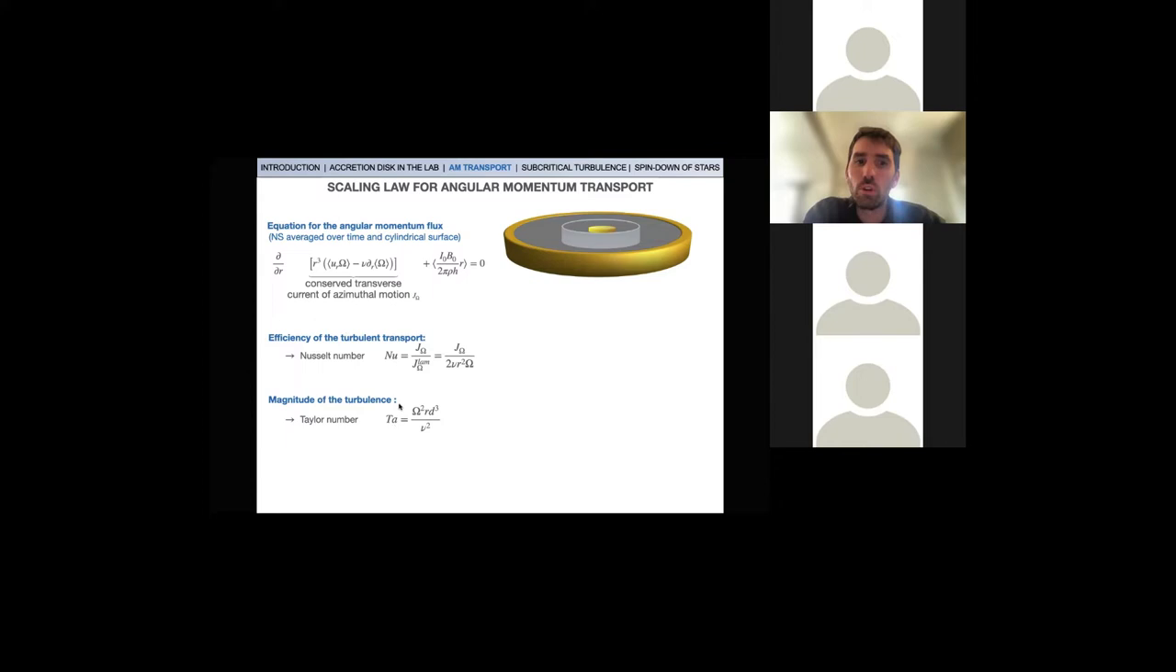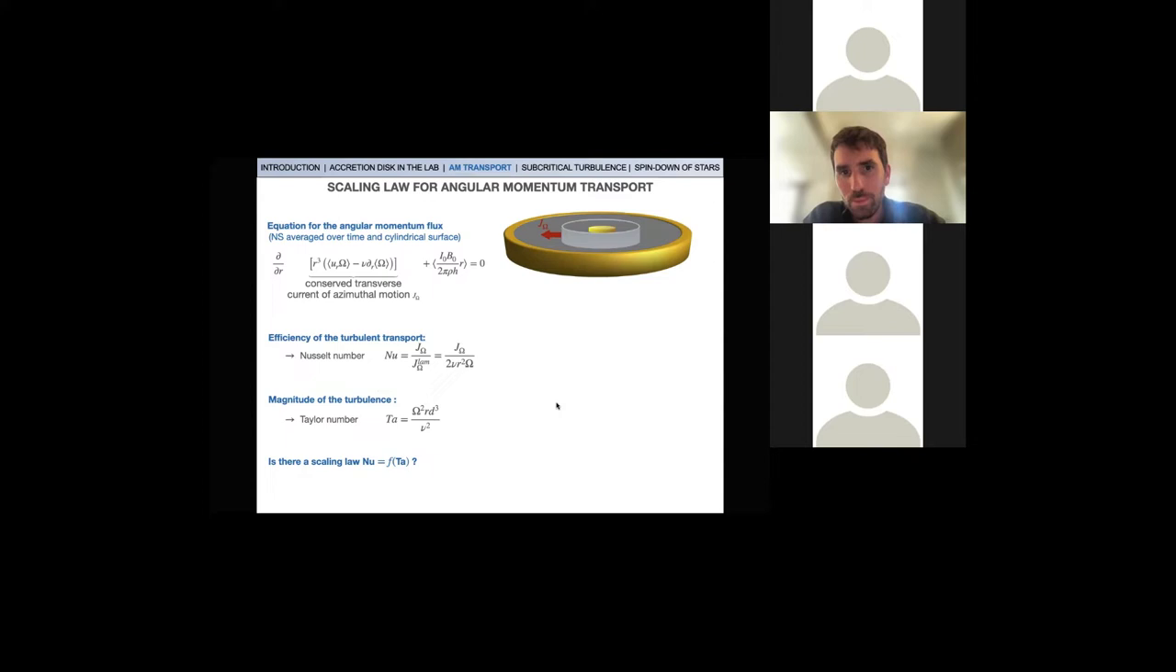So I could have used a Reynolds number, by the way. It will change nothing on the following. But I use a Taylor number because when written like that, it's an exact analog to the Rayleigh number in convection. So just like in convection, we want to know the relation between the Nusselt and the Rayleigh. Here, we want to see if it's possible to get a scaling law for the Nusselt number, the efficiency of the turbulent transport, as a function of the Taylor number of the turbulence.